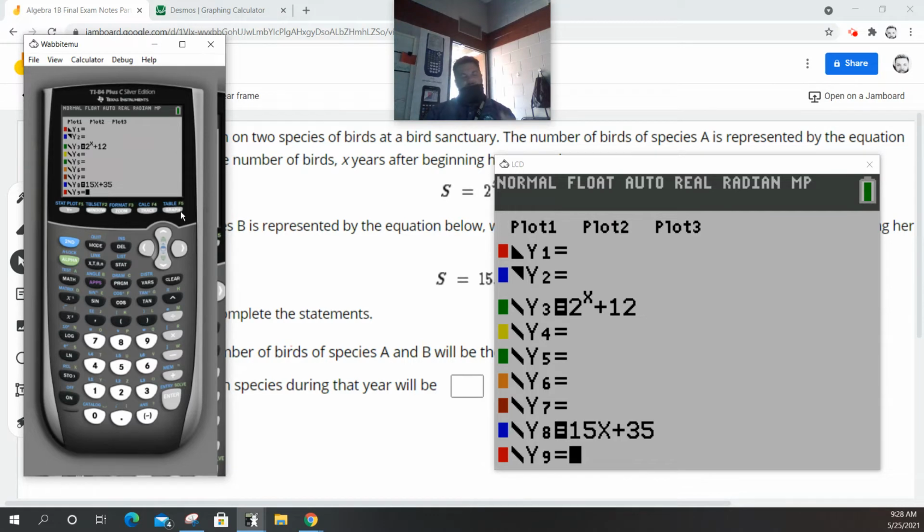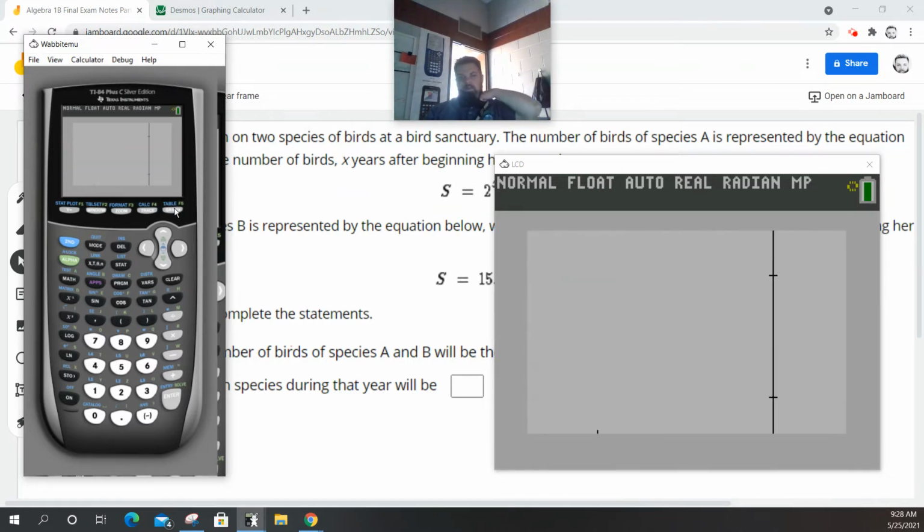And then I'm going to graph it. Oh, I forgot. Let's just give that a second to graph. It's going to be bonkers. Oh, geez.